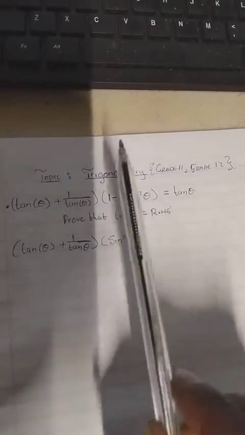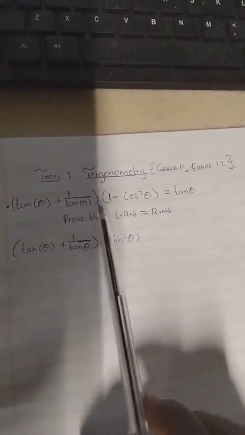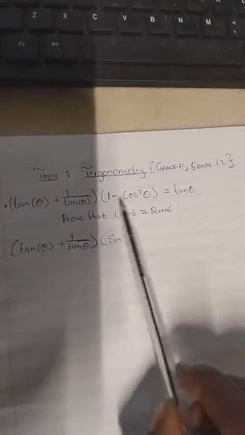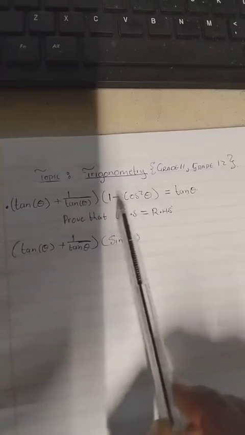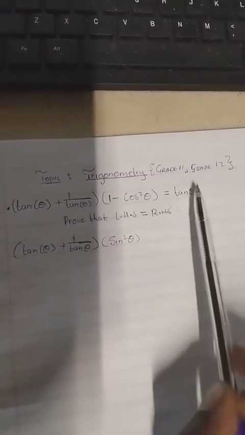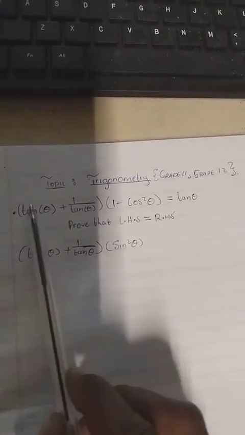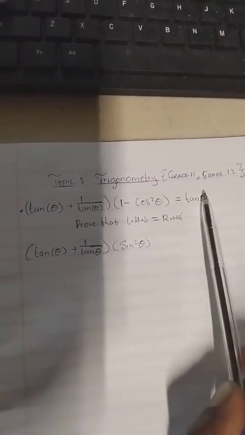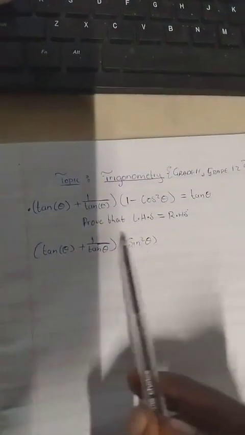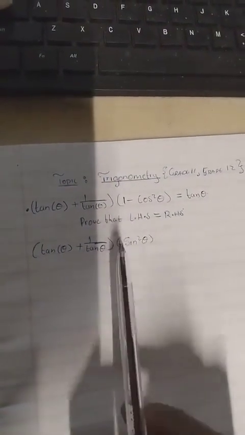But one thing I don't suggest people to do, don't interfere with both sides. You are not solving for theta here. You are proving that this equals that. We are not solving for theta. We are proving that this equals that. So now I'm going to prove this individually on its own side.